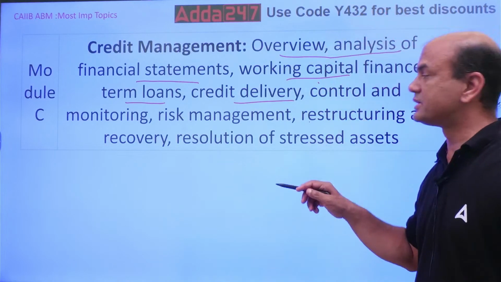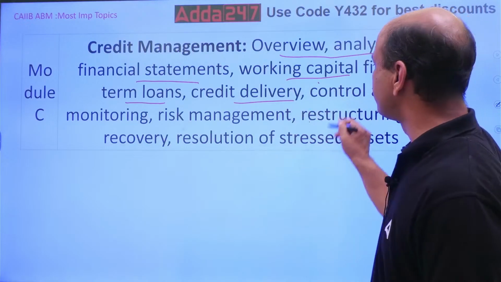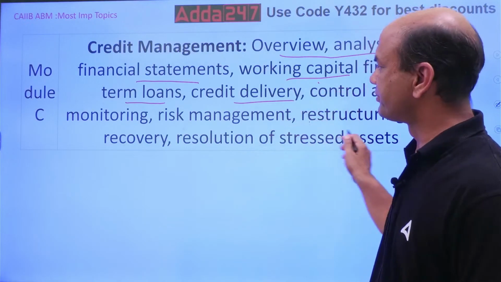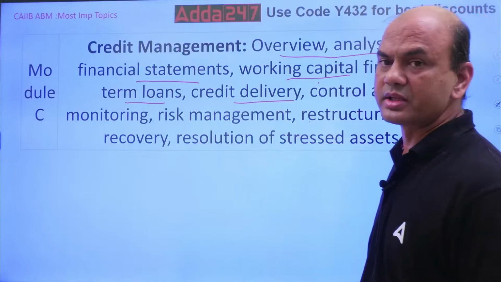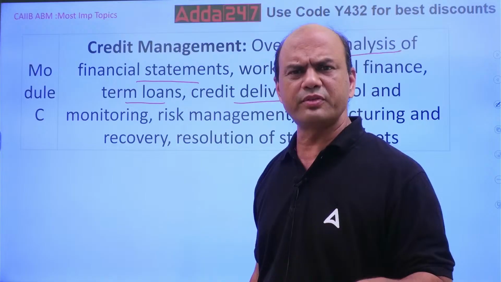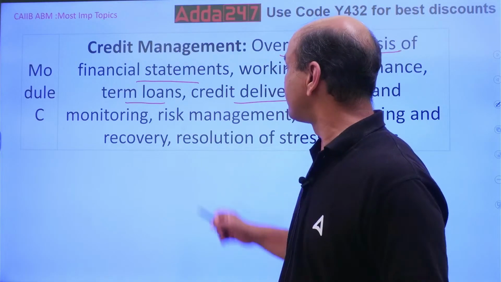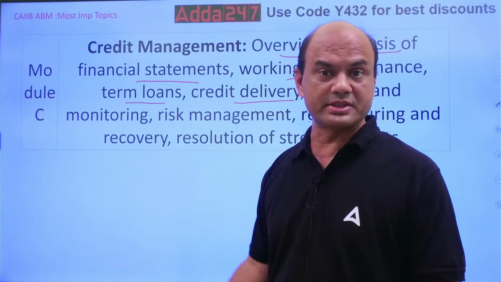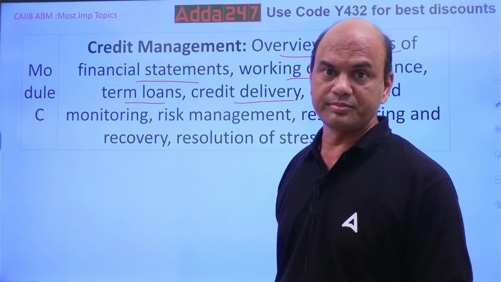Control and monitoring means now this complete part over here becomes theory. Complete theory. Control and monitoring means what is the control? How will you control the loans? How will you check the CC? Control is mainly for CC. Then you have risk management. Here you will have the LRM system also, loan review mechanism.